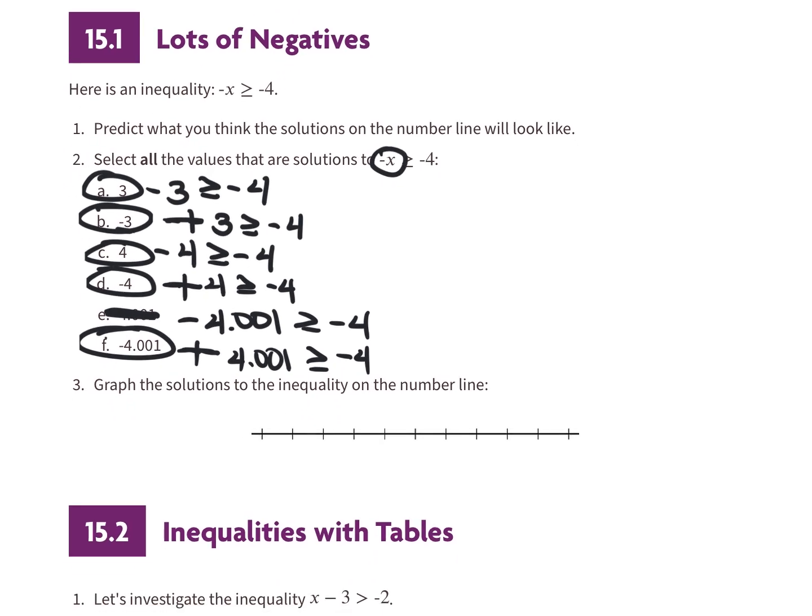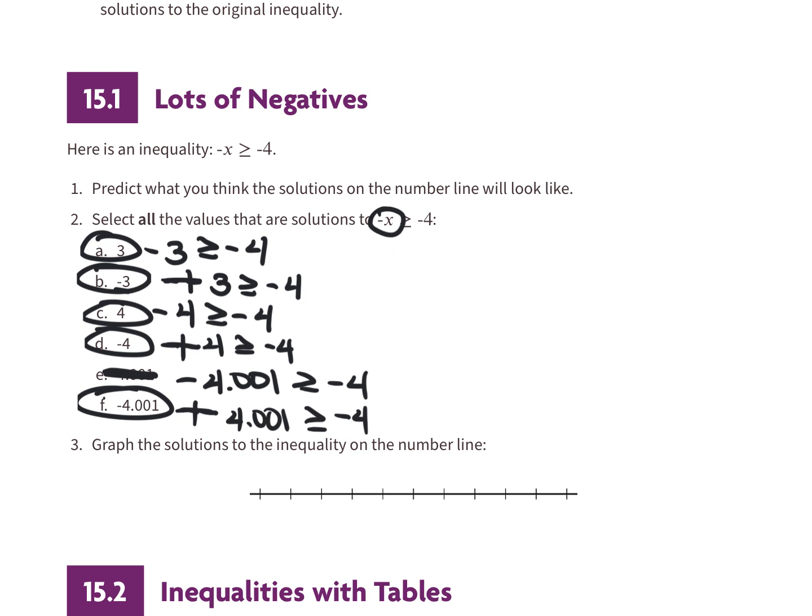Graph the solutions to the inequality on the number line. So if we think about it here, the x is negative, and we need the x to be positive. We can think that there's an invisible 1 right here. So we have negative 1x is greater than or equal to negative 4. Negative 1x means negative 1 times x. To get rid of times, we divide. So we're going to divide both sides by negative 1.